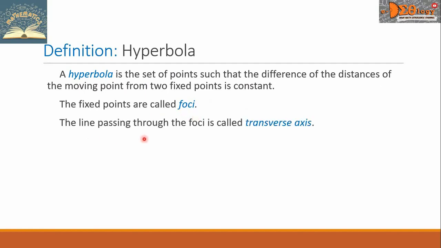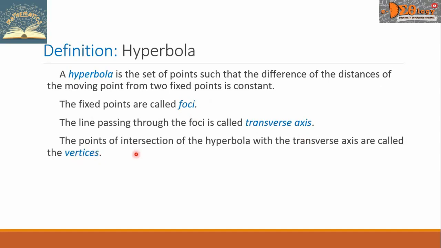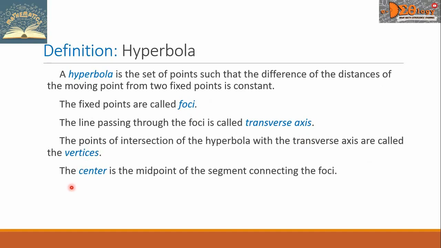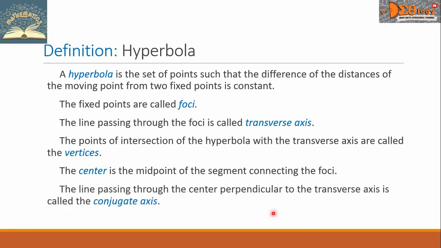The line passing through the foci is called the transverse axis. The points of intersection of the hyperbola with the transverse axis are called the vertices. The center is the midpoint of the segment connecting the foci. The line passing through the center, perpendicular to the transverse axis, is called the conjugate axis.